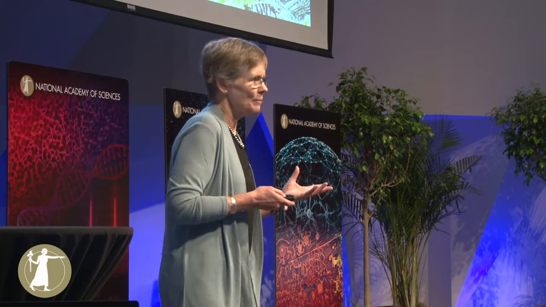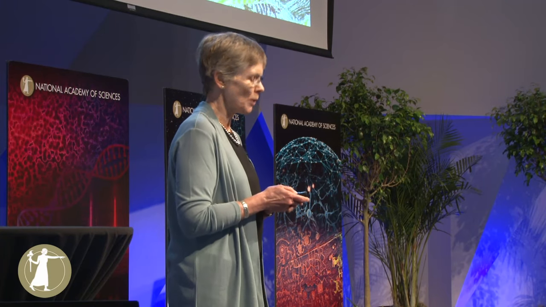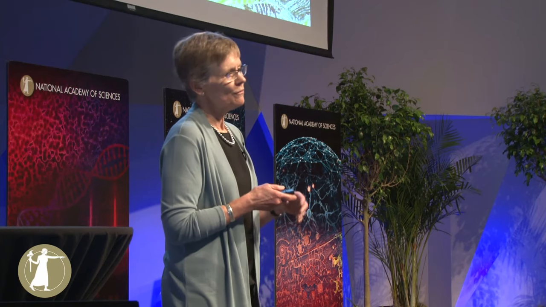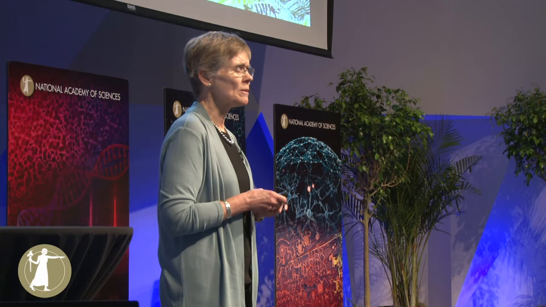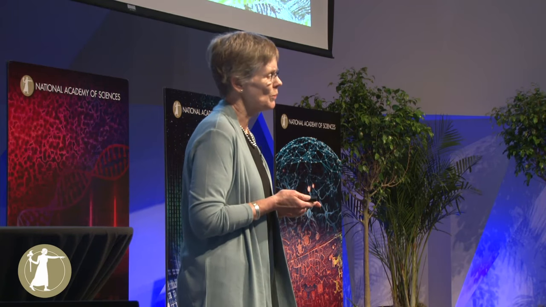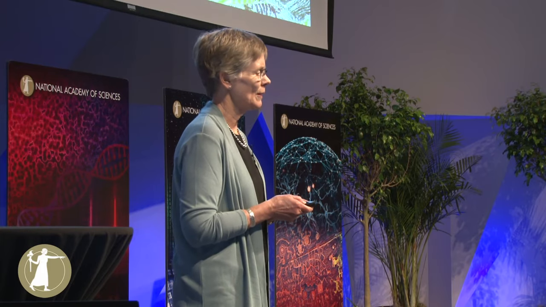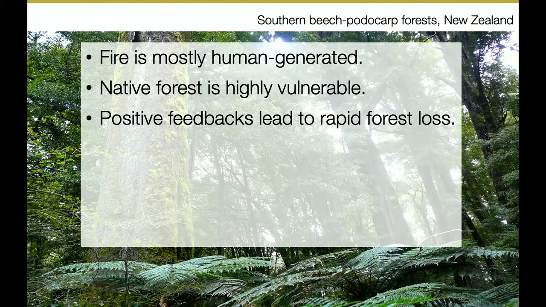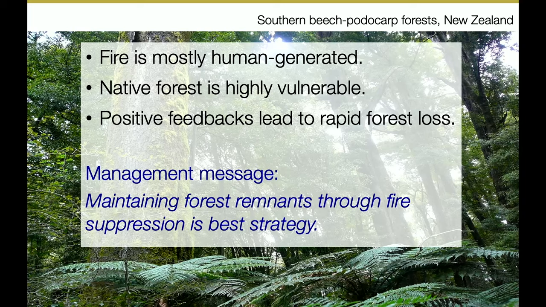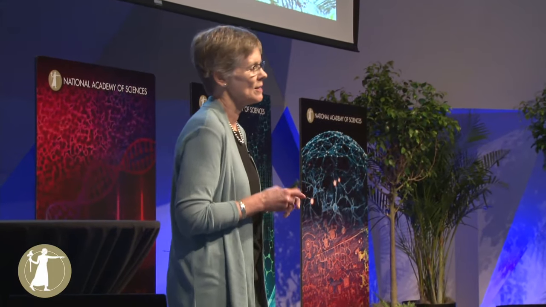So what are the messages from the beech podocarp forest of New Zealand? First of all, the fires there are mostly human-generated. The native forest is highly vulnerable to these fires because they have no adaptations to resist or survive fires. And fire creates these positive feedbacks where fire begets more fire, and so it leads to very rapid forest loss. The management message here is that if you want to protect those last remaining bits of native forest, you really have to go into full fire suppression mode. You have to do everything you can to take fire out of this system.